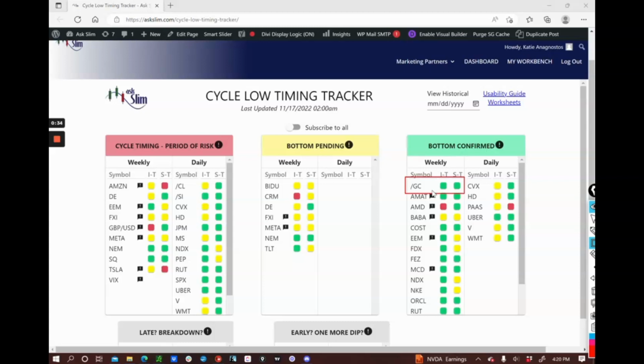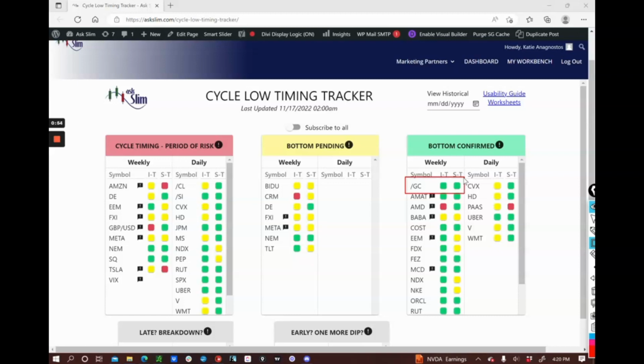Also, I want to point out these two colored boxes next to /GC. Those show a combination of cycle phasing and momentum conditions that we can quickly just take a glance at, and you can see that both the intermediate term and short term boxes are green with positive conditions.